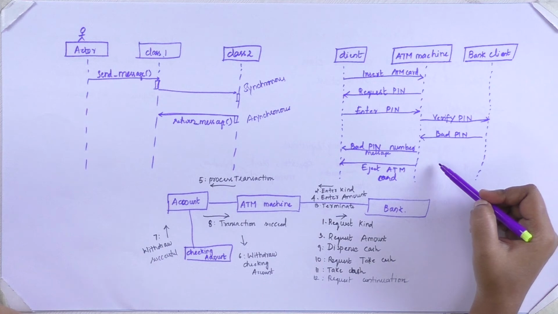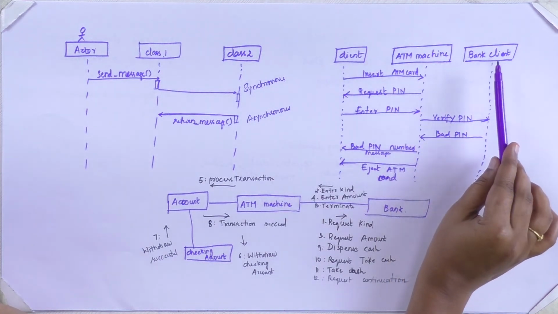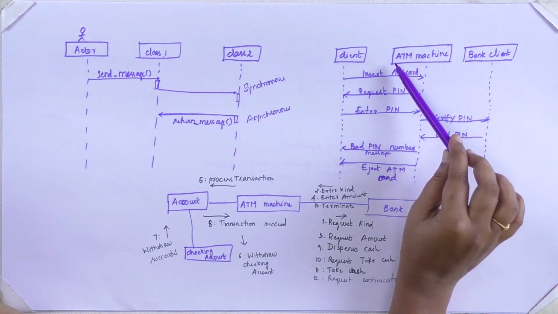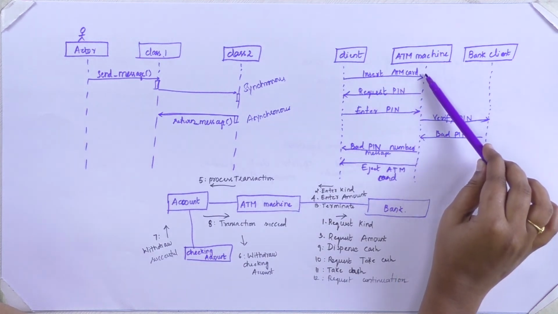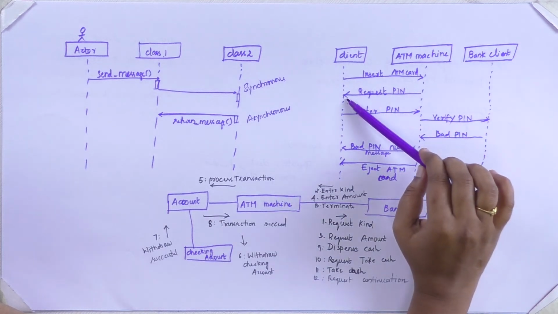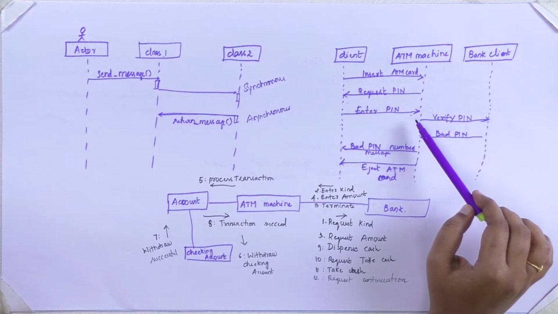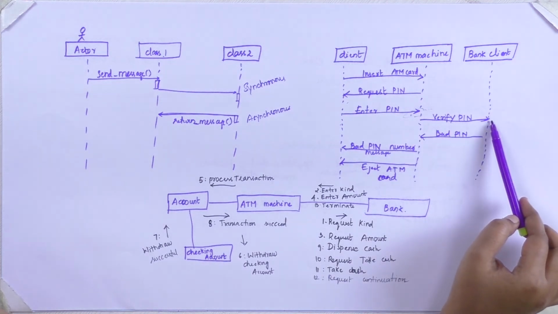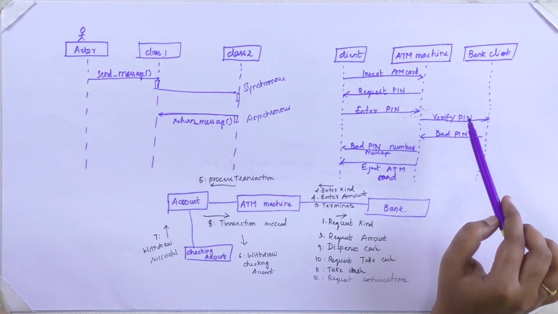Again, this is another example of a sequence diagram. Here you have three classes: client class, ATM class and bank client class. So here you have an ATM machine. First, the client will be inserting the ATM card into the machine. After inserting, this ATM machine will request the PIN from the user. So the client will be entering his PIN number. Then the PIN number entered at the ATM machine will be verified by the bank side. So at the bank end, this PIN number has to be verified, whether the user is an authenticated user or not.